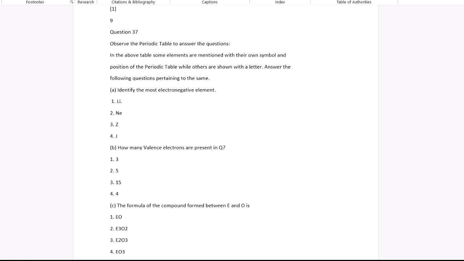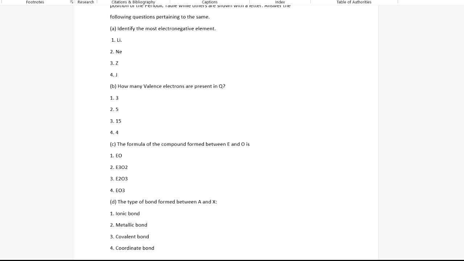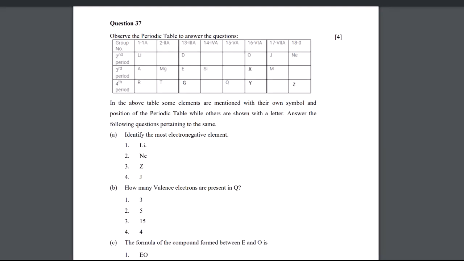Question number 37. Observe the periodic table to answer the question. So let's see the question properly. Here is the periodic table. Many things are given there. In the above table, some elements are mentioned with their own symbol. Positions in the periodic table with others are shown by letters. So all the elements are not mentioned.